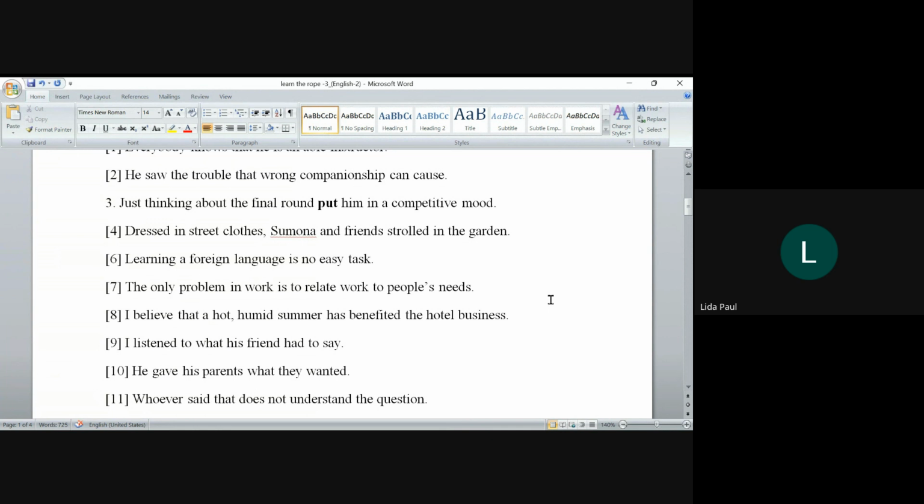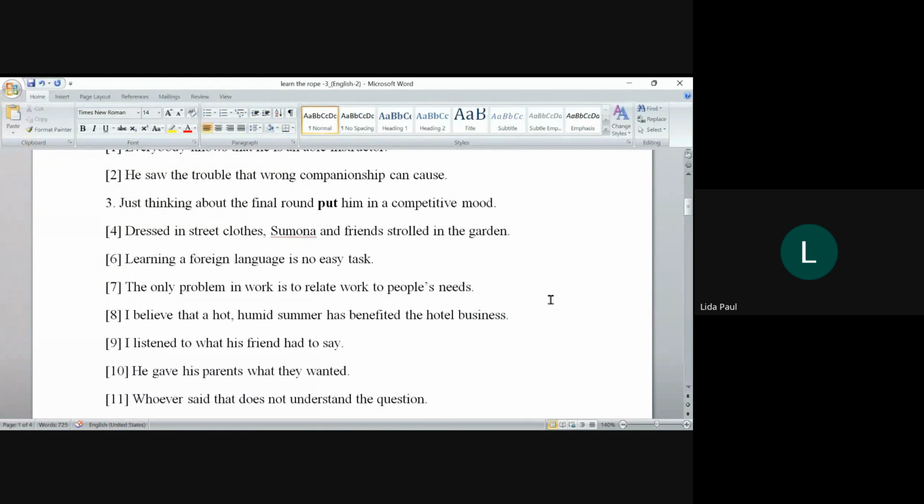So the only problem in work is to relate work to people's needs. Your main verb here, or the only verb here in fact, is "is." To relate is an infinitive. It is not counted in a sentence as a verb. The only problem in work is to relate work to people's needs. Here the subordinate clause will be what? The whole part here, to relate work to people's needs, becomes your subordinate clause.